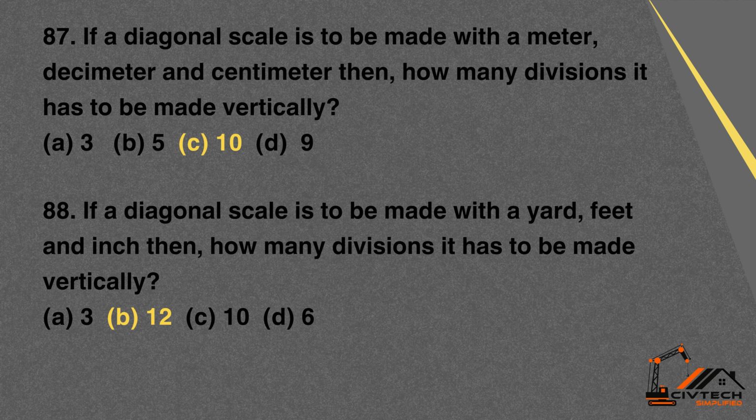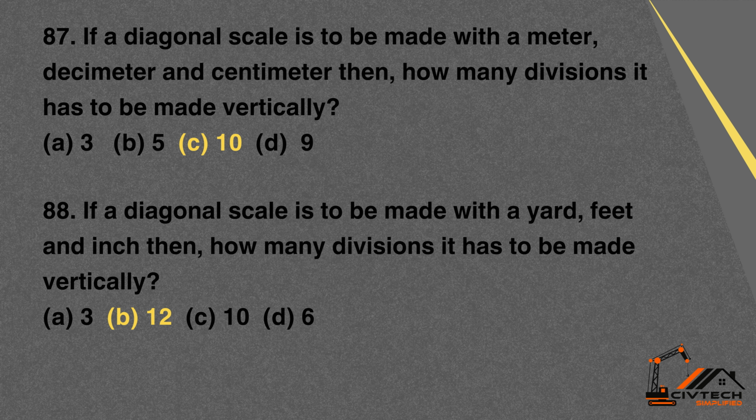87. If a diagonal scale is to be made with a meter, decimeter, and centimeter, then how many divisions have to be made vertically? A. 3. B. 5. C. 10. D. 9. Correct option C.